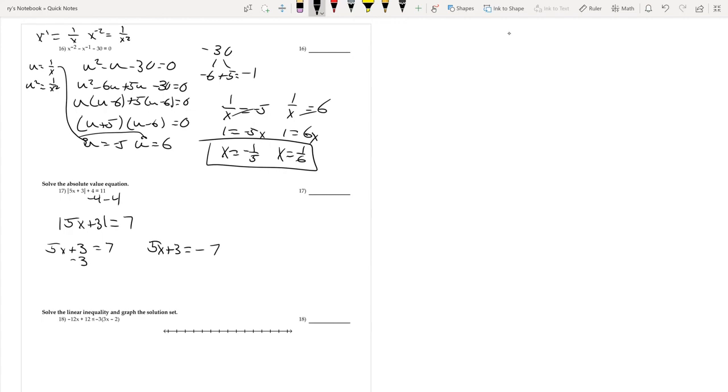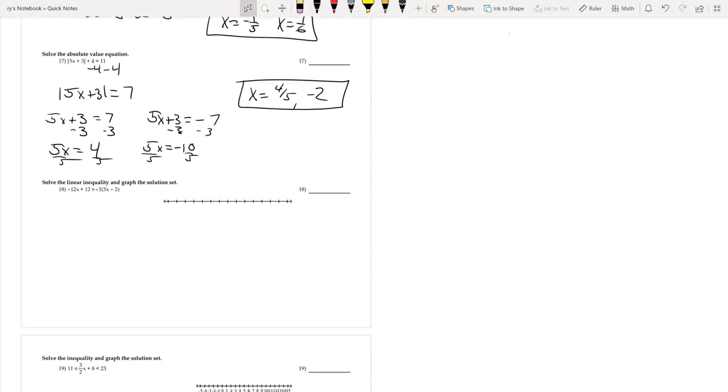Now I just solve for x. Minus 3, minus 3, minus 3, minus 3. I get 5x is equal to 4. And also 5x is equal to negative 10. Dividing everything by 5. I get x is equal to 4 over 5 and also negative 2.